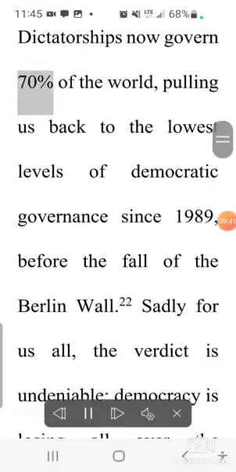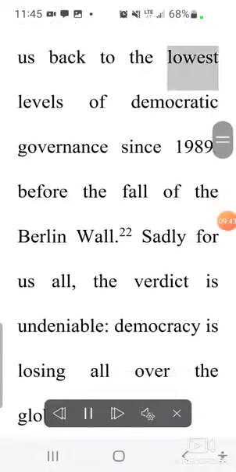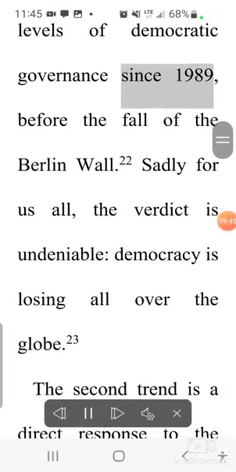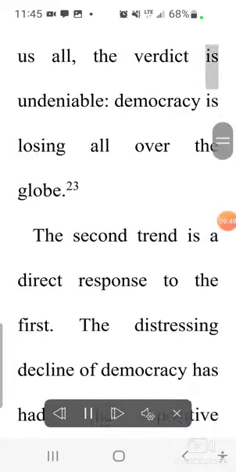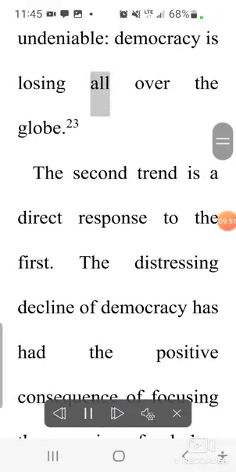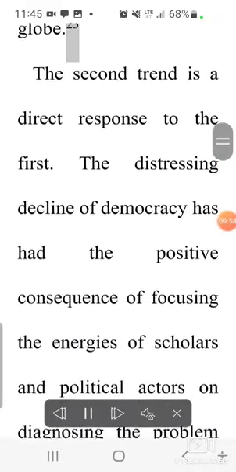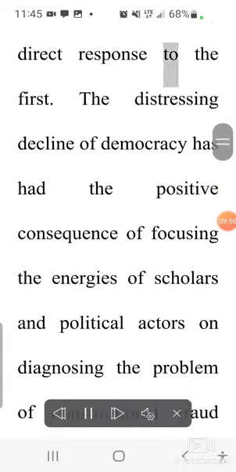Dictatorships now govern 70% of the world, pulling us back to the lowest levels of democratic governance since 1989, before the fall of the Berlin Wall. Sadly for us all, the verdict is undeniable: democracy is losing all over the globe. The second trend is a direct response to the first.